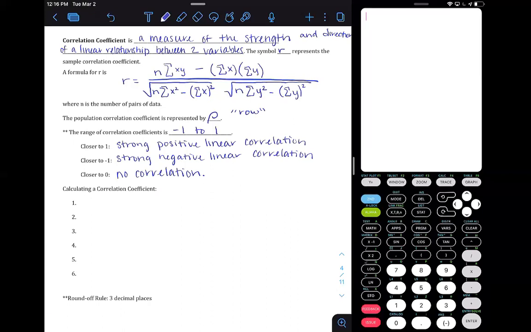Okay, so we have some steps. The first thing we're going to do is find the sum of x, so add up all your x values. Then we're going to find the sum of our y values. We're going to find the sum of the product of x and y. So when you do this, you're going to actually have to multiply x and y together first, then add them up.